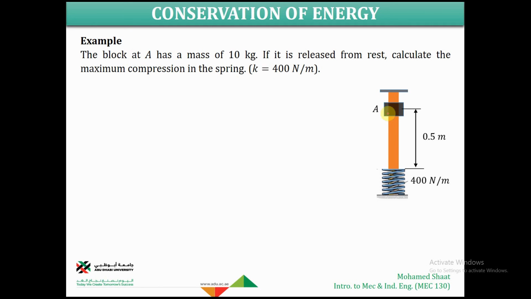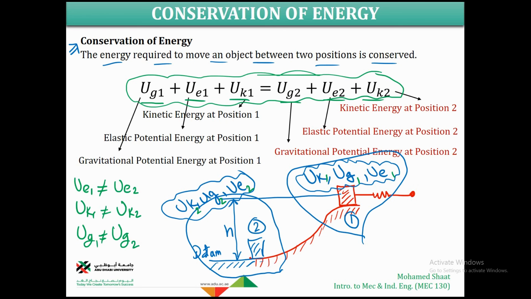This collar is something that is going to slide over the column. It's going to move up and down. And there is a spring that is fixed here, sitting over the ground, and it is surrounding the column itself, and it has 400 Newton per meter. So the Newton per meter, this is K. You have to keep an eye on the unit.